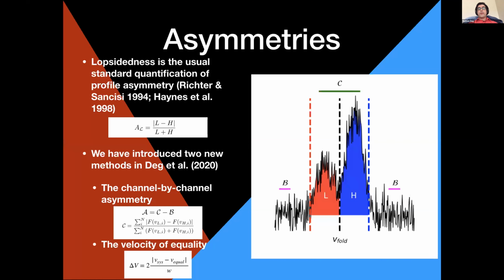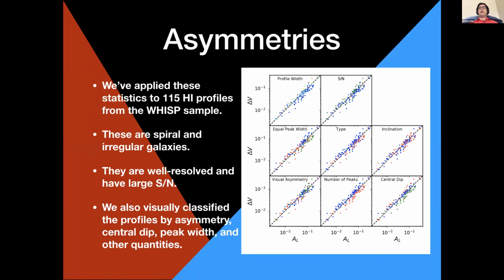We did a lot of work with this, but I'm going to focus on work that we did using 115 profiles from the WISP sample of spiral and irregular galaxies, and these are H1 profiles. On the right, you can see the lopsidedness and velocity of equality correlations. In each panel, we're looking at points that are colored according to something that we've also quantified, particularly the visually classified asymmetry, central dip, peak width, and other quantities.